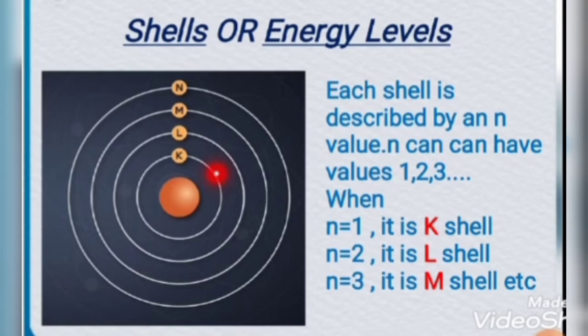As the value of n increases, the distance of electron from the nucleus and energy of the shell also increases, as you can see in this picture. As the value of n increases, the distance between electrons and nucleus also increases.